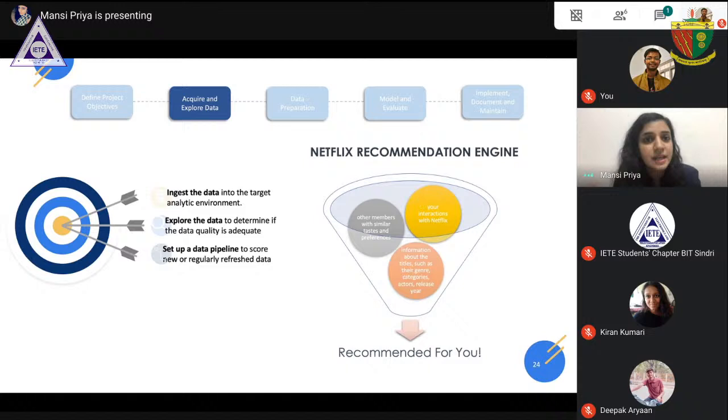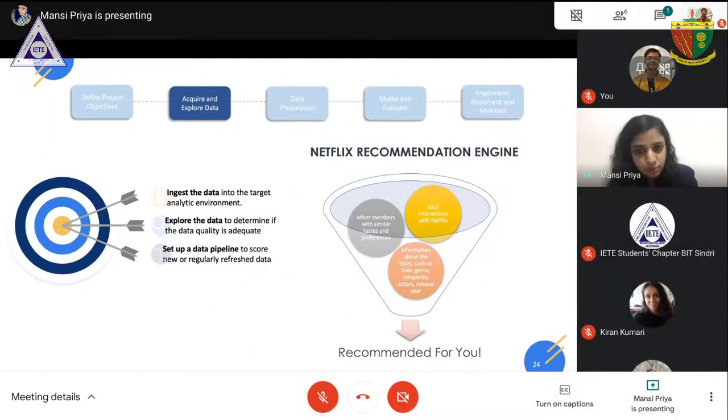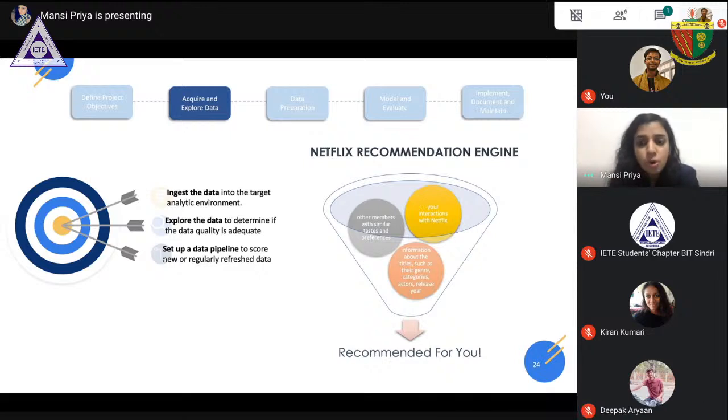So what do you think Netflix uses as data? Firstly, it uses your interactions with Netflix. Other than that, it also uses data from other members who have similar tastes and preferences to you. After that, it also uses information about titles, such as the genre of the movie or show you are watching, the categories you are watching, the actors that you love to watch, or the release year. So these are the data that Netflix uses for its recommendation engine.